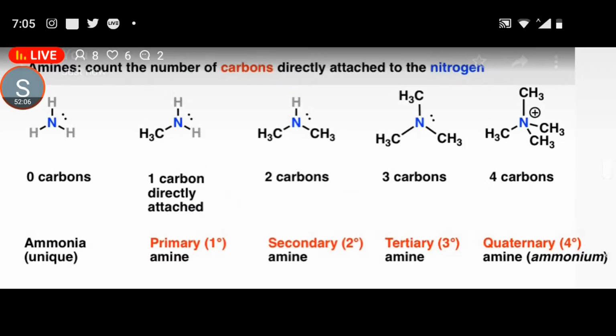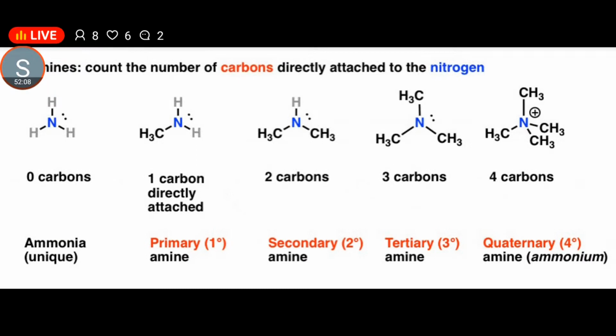See, in this picture, you can clearly see the amines: primary, secondary, tertiary, quaternary. With examples I have shown you. You can see and you can enjoy.